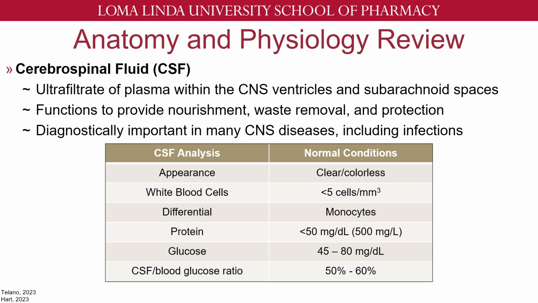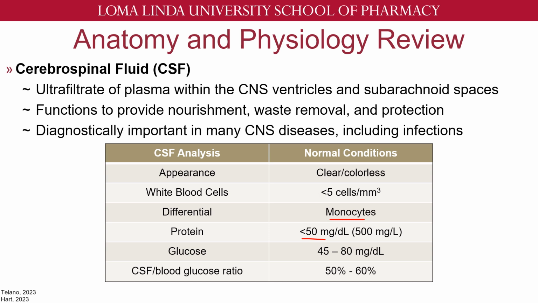Differential, if you're not familiar with what that is, is when you take the white blood cells and differentiate between them. You have all our different white blood cells: monocytes, lymphocytes, neutrophils, etc. If you were to do a differential of the white blood cells in a normal CSF analysis, a majority of them should be monocytes. The proteins in the CSF should be less than 50. We'll talk a little bit about why that is important.